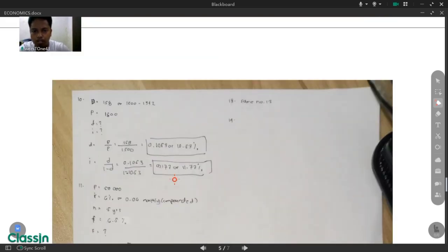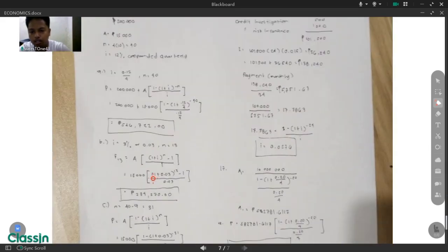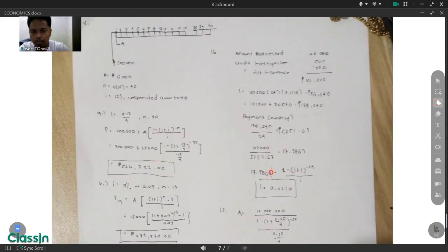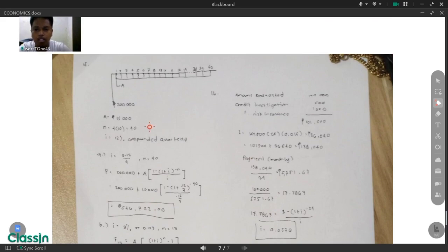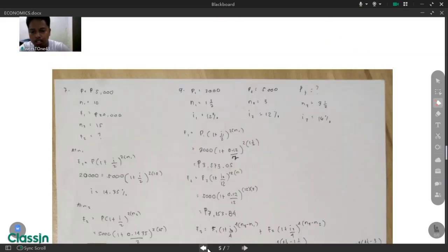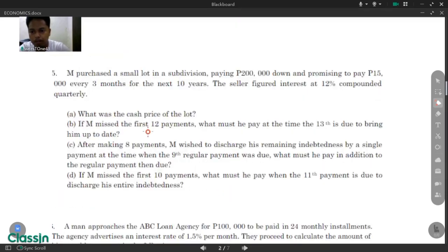Okay, proceeding to number 13 and 14, which I have no answer for, so there's no need to discuss them. And proceeding immediately to problem number 15, which actually involves annuity problems already. M purchased a small lot in a subdivision, paying 200,000 down and promising to pay 15,000 every month for the next 10 years. The seller figured interest at 12% compounded quarterly. So A: find the cash price of the lot.